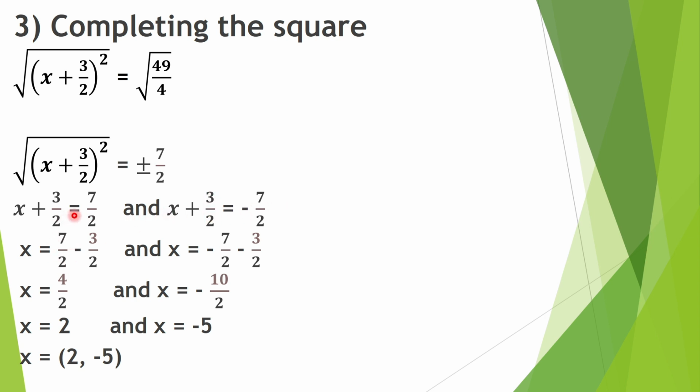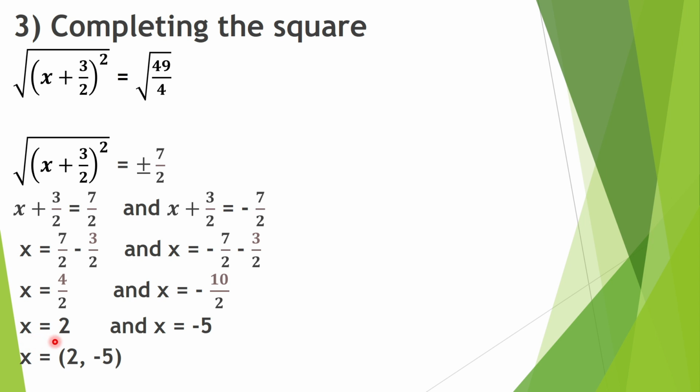Now send this term to the other side of the equation, and send this term to the other side of the equation, and solve. So this will become 4 divided by 2, and this will become minus 10 divided by 2. So 4 divided by 2 equals 2, and minus 10 divided by 2 equals minus 5. So again the solution is x equal to 2 and x equal to minus 5.